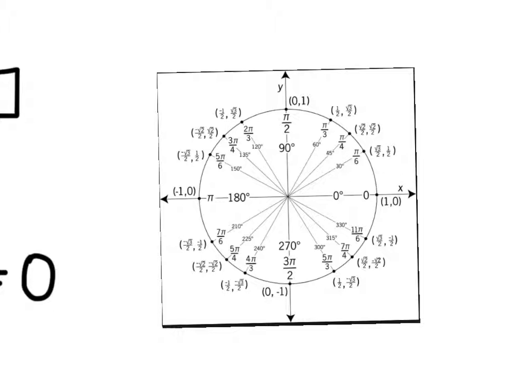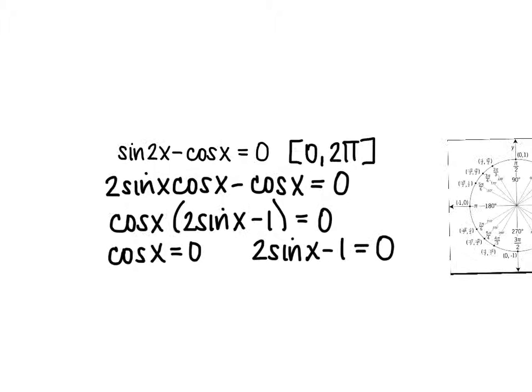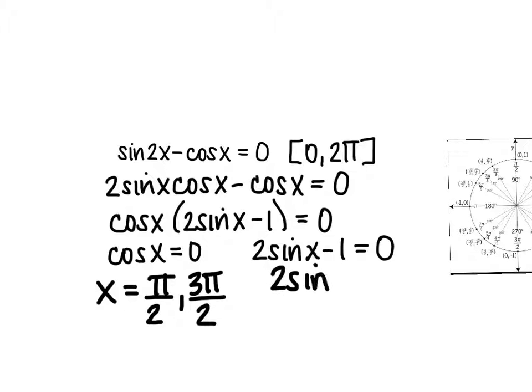So my answers for that first one, cosine of x is equal to 0, means that x is equal to pi over 2 and 3 pi over 2. And that cosine of x equals 0 is solved for. Now the other one, 2 sine of x minus 1 equals 0, I want to add 1 to both sides and then divide both sides by 2.